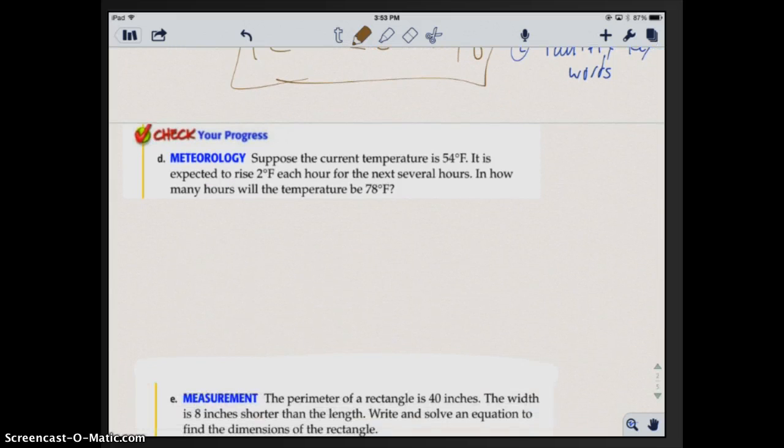Suppose the current temperature is 54 degrees. If it is expected to rise 2 degrees Fahrenheit each hour for the next several hours, in how many hours will the temperature be 78 degrees Fahrenheit? Okay, 78 degrees Fahrenheit, that's like our total. 78 degrees is where things end up at. 54 is where they start at, so it's 54, and it's rising 2 degrees each hour. So rising 2 degrees for each hour, that's multiplication.